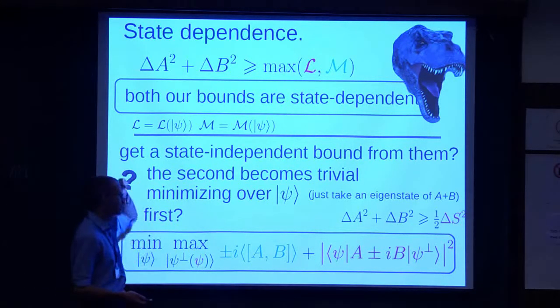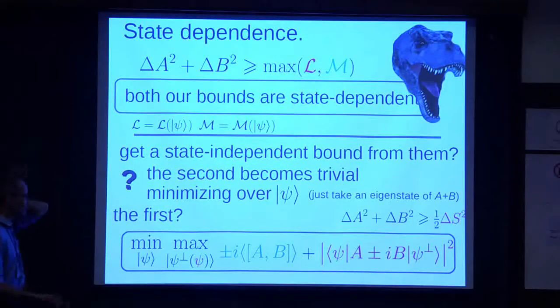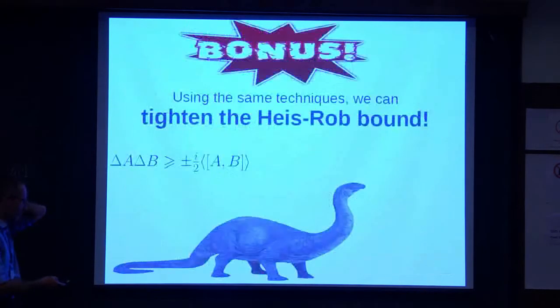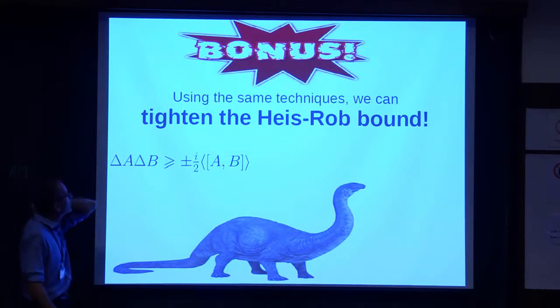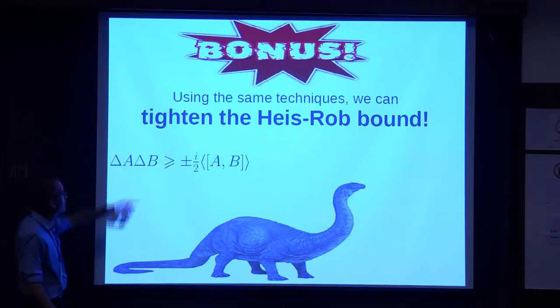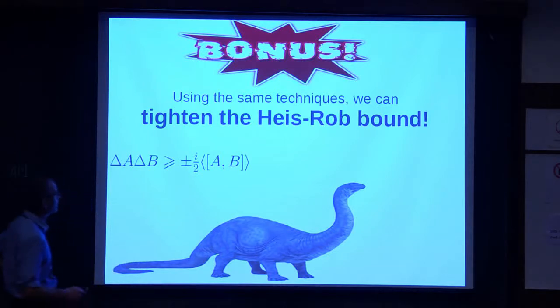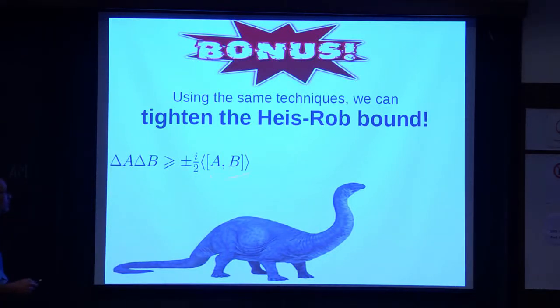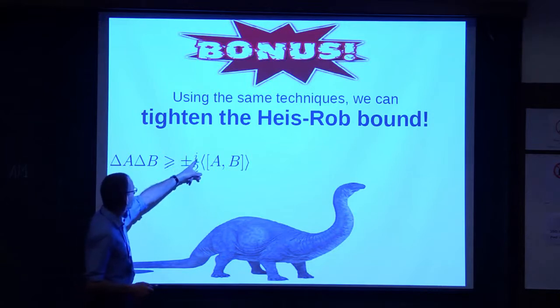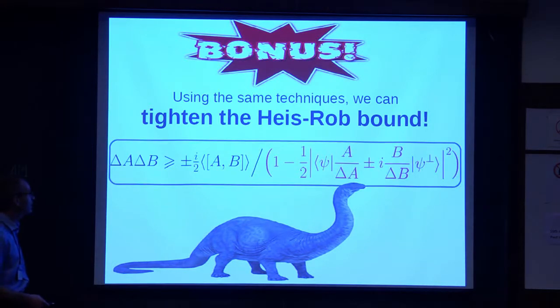But of course, that's not a very nice closed expression. But still, you can give a state independent lower bound from this. And using the same technique, it also turns out that you can get a tighter version of the Heisenberg Robertson bound. So this is the Heisenberg Robertson bound. I didn't take the absolute value of the expectation value of the commutator, but I just multiplied it by i and put the plus and minus. But this is exactly the Heisenberg Robertson bound, the usual uncertainty relation.